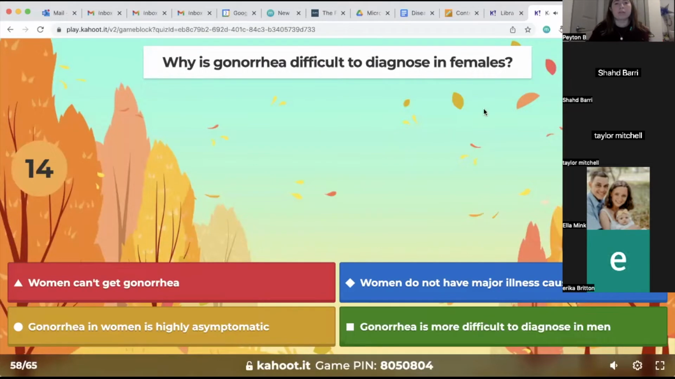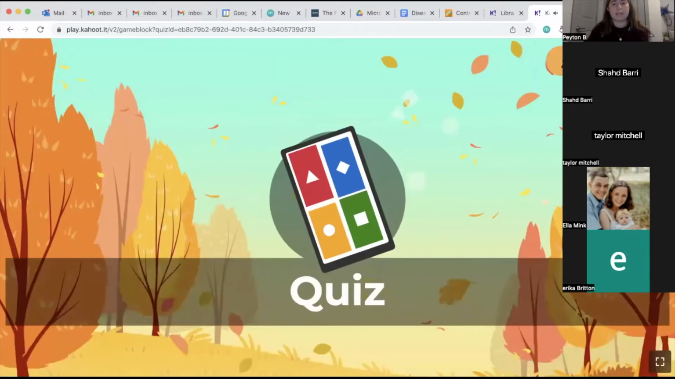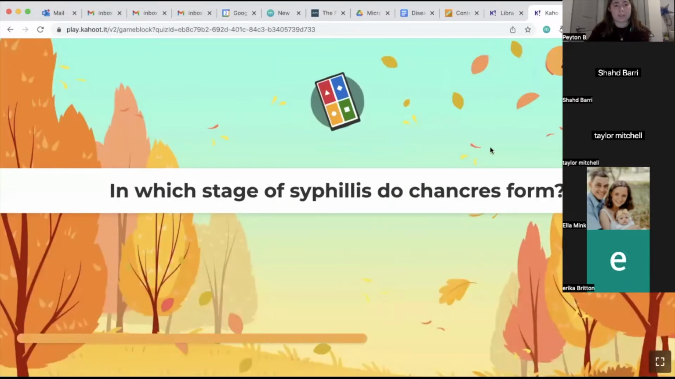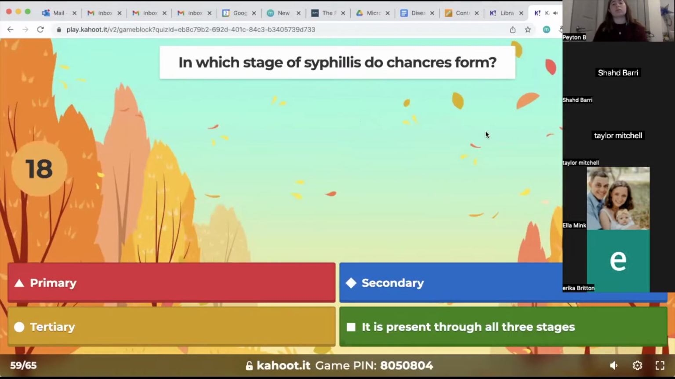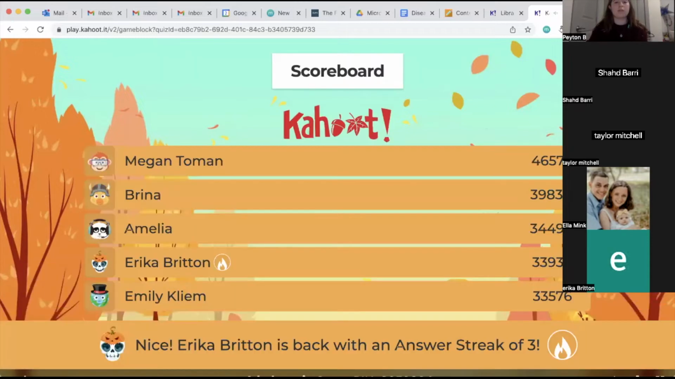All right, why is gonorrhea difficult to diagnose in females? Yep, gonorrhea in women is highly asymptomatic, but it can cause major disease. Which stage of syphilis do chancres form? It is the primary stage, not secondary or tertiary. That's like where the bacteria gets in. So it's like the lesion.